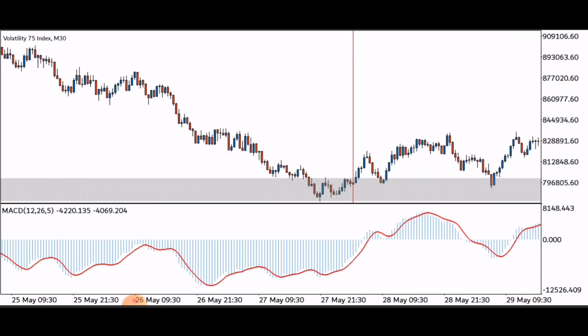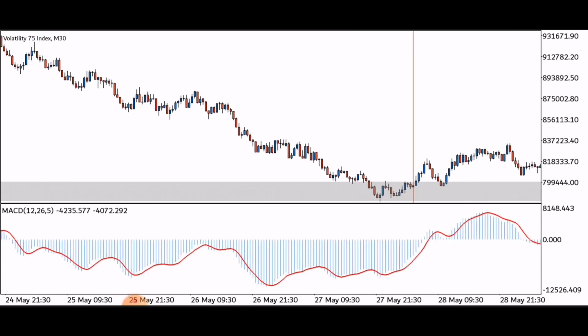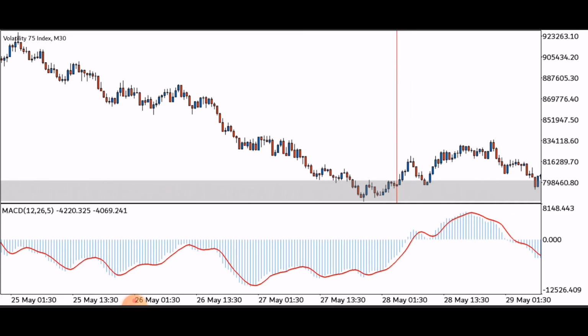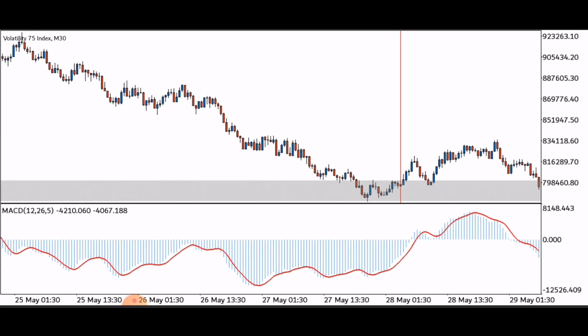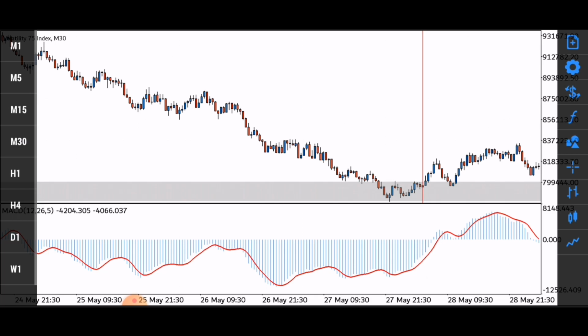So let's see this. It is a very powerful tool, right? Why do we call it a powerful tool? It shows us divergence and convergence. It tells us when the buyers are getting weak or when the sellers are getting weak, when the momentum towards the top side is getting weak and when the momentum towards the downside is getting weak.